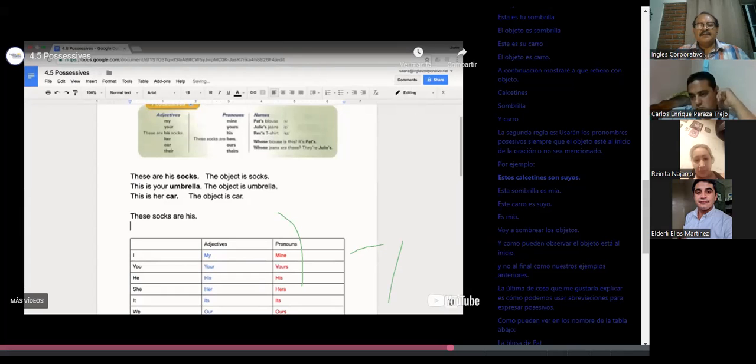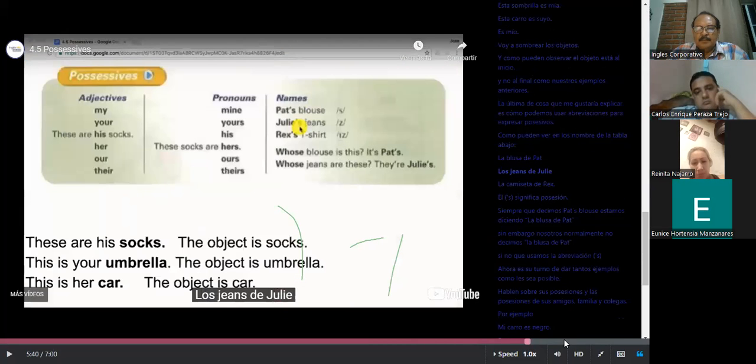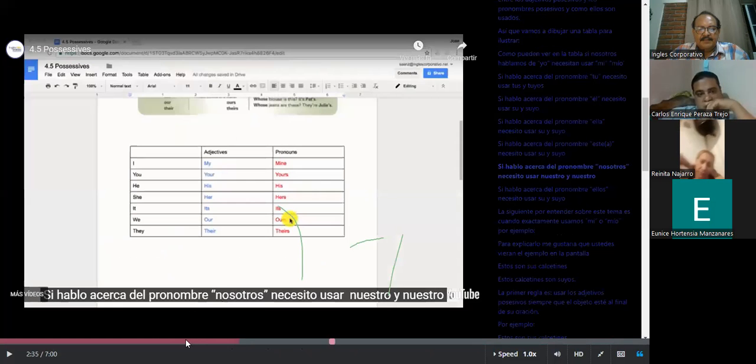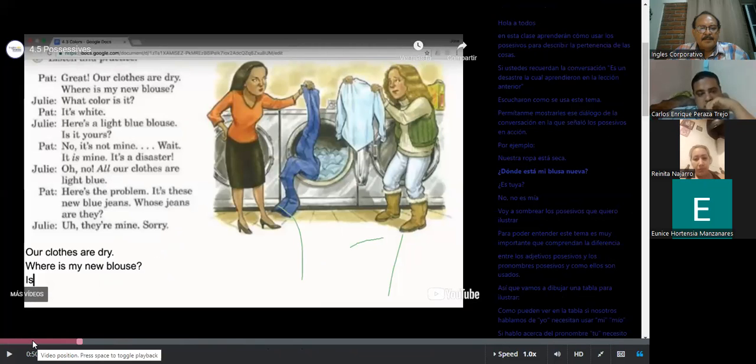¿En cuál conversación, Ileana? No sé si me va a escuchar bien, está algo lento el internet acá. No, en la conversación que estábamos viendo anteriormente. En esta, aquí. En la última donde habla Pat. Okay, ¿de qué está hablando ahí? De los new blue jeans. No. Vea anteriormente eso, ¿qué dice? Antes de eso.